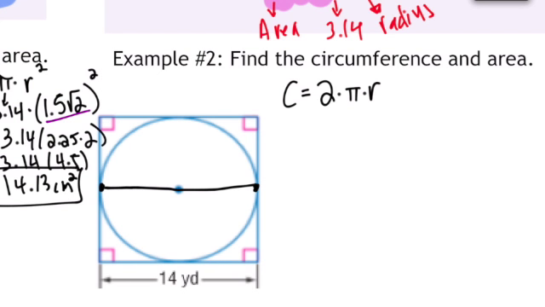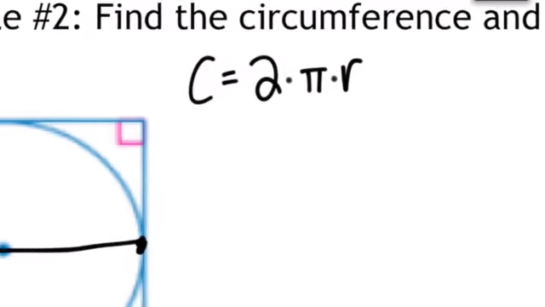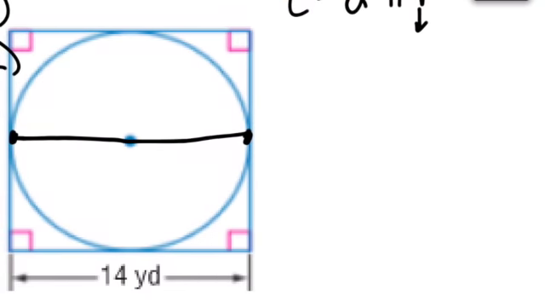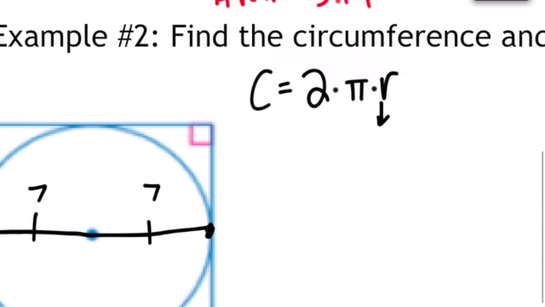Because the circle is circumscribed, then we know that these two sides are touching, and they're going to be equal to the side lengths here. So the radius, right, if we know the entire thing is 14, then that means each piece has to be 7. So I'm going to go ahead and plug 7 in.